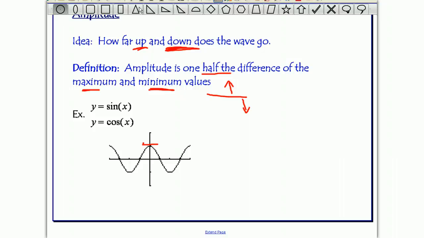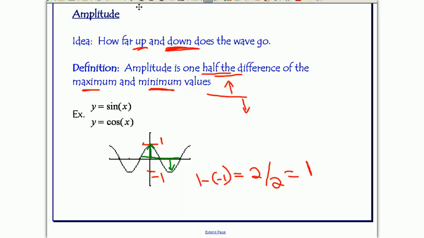So our high point is 1. Our low point is -1. If you take 1 minus -1, the difference between the high and low, it's 2. Take half the difference, and we'd say that amplitude is 1. Or again, just look at the graph. From the middle, how high up do you go? 1. From the middle, how far down do you go? 1. So we say the amplitude of our graph is 1.